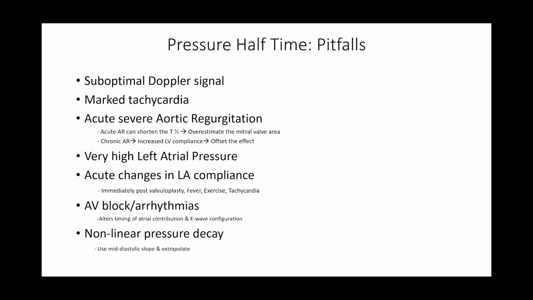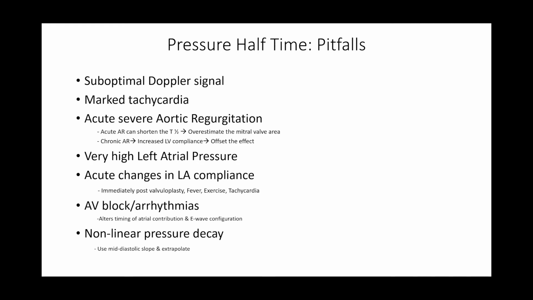But if it's chronic, what would happen over time? Over time the left ventricle will get used to that aortic regurg, and there would be an increase in left ventricle compliance, and that would offset the effect of aortic regurg. So my take-home message in terms of aortic regurg is that if it's acute, then pressure half time may not be accurate, because it will overestimate the area. But if it's a chronic AR, then we can still take the pressure half time parameter into account in assessing the mitral valve area.